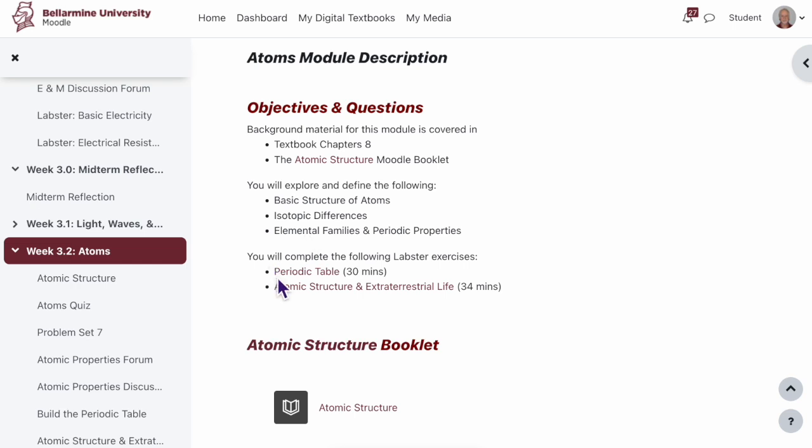There are two Labster exercises associated with this module. One studying the periodic table, which takes roughly 30 minutes, and another one which looks in detail at the atomic structure, the details that we just discussed with the nucleus and electrons, roughly 34 minutes in length.